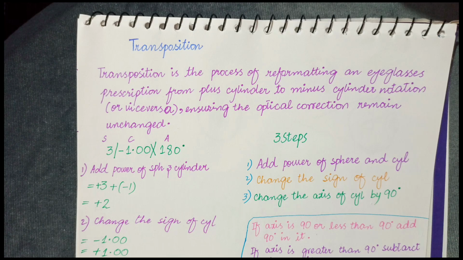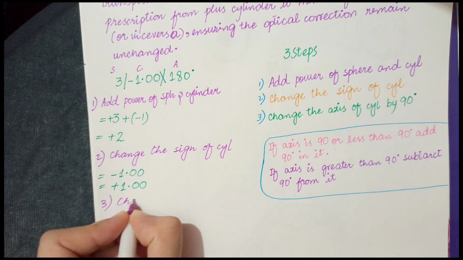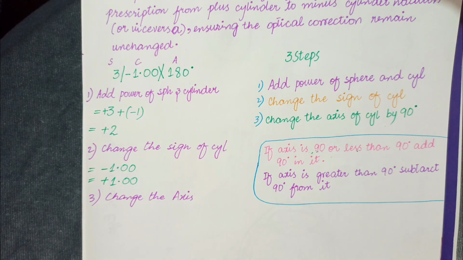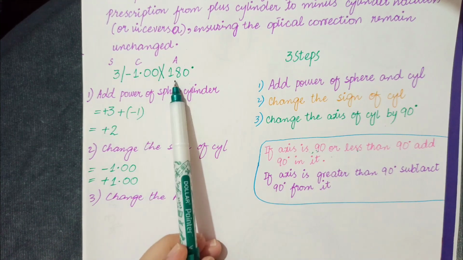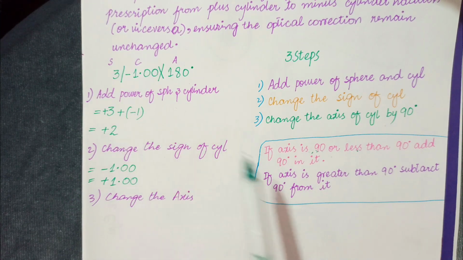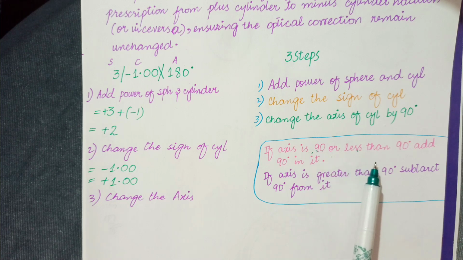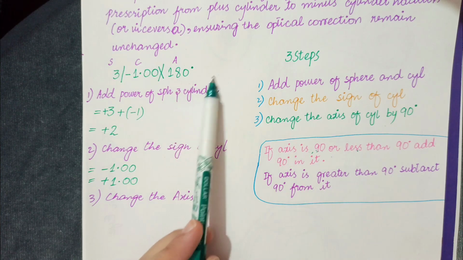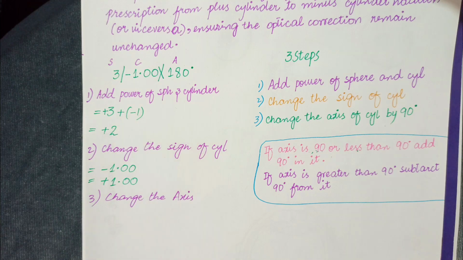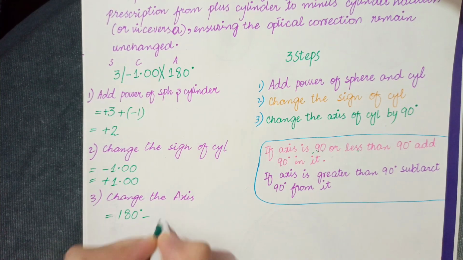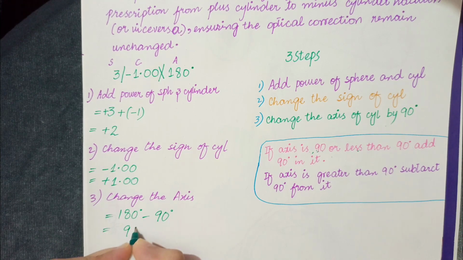Now the third step is change the axis by 90 degrees. We will see whether this axis is greater than 90 degrees, whether it's 90, or whether it's less than 90 degrees. If the axis is 90 or less than 90 degrees, we will add 90 to it. But if it is greater than 90 degrees, then we will subtract 90 from it. As in this case it is greater than 90 degrees, we will subtract 90 from it, and what we will get is 90 degrees.